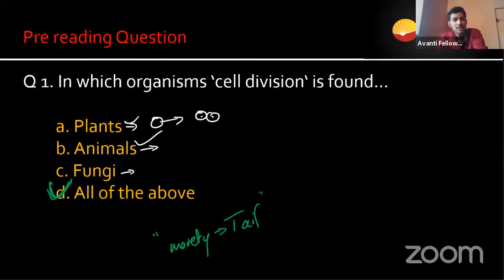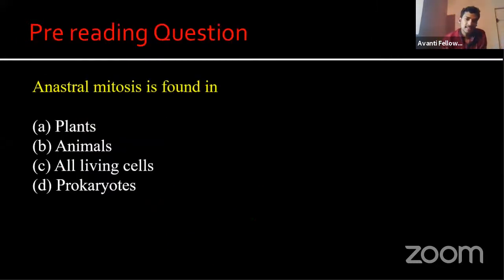Okay, so we will move on to the second question. This is a little bit confusing, I think. We will see how you guys answer this. Anastral mitosis is found in. They are asking about a kind of mitosis, which they call anastral mitosis. Where can you find it? The options are plant, animals or all living cells, and prokaryote.